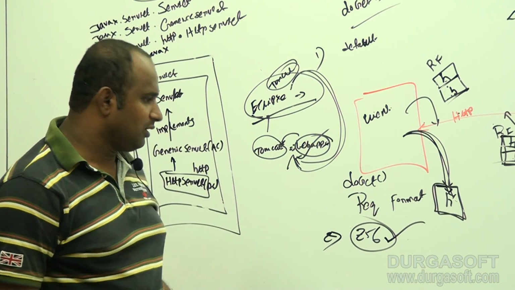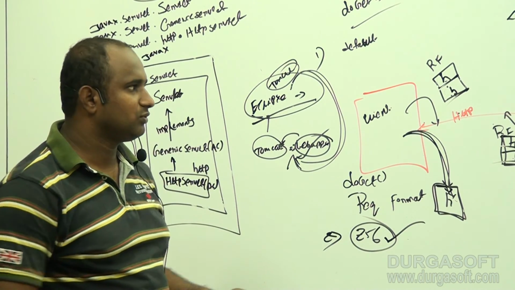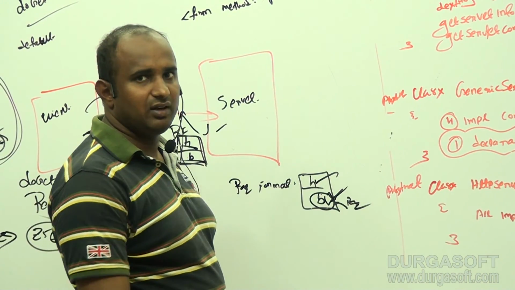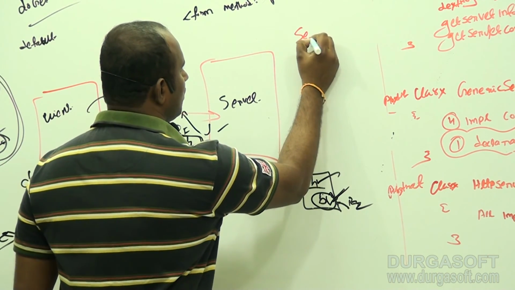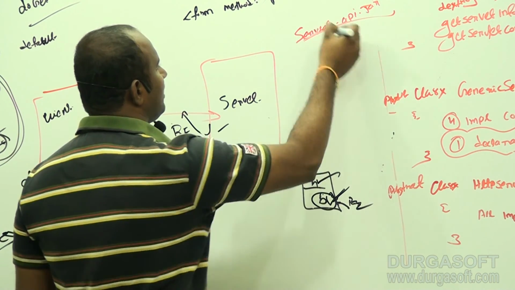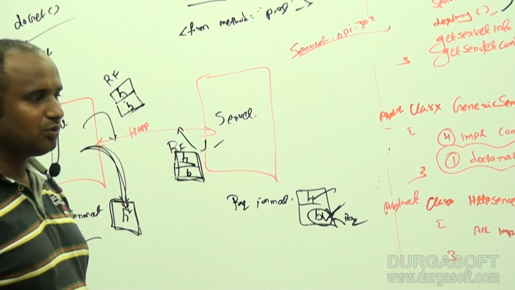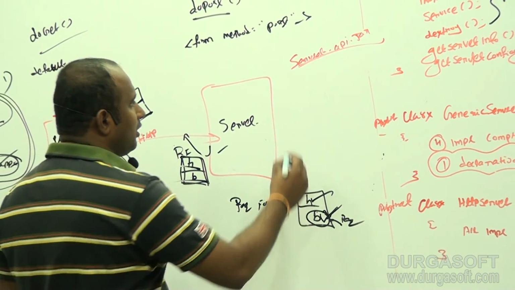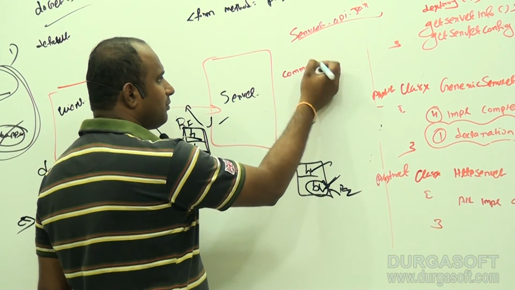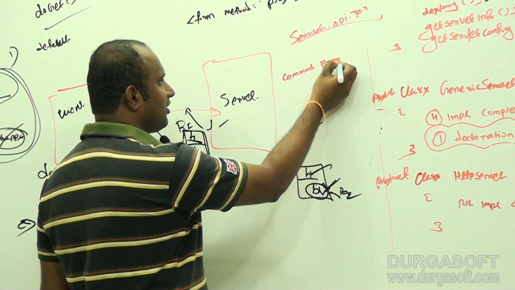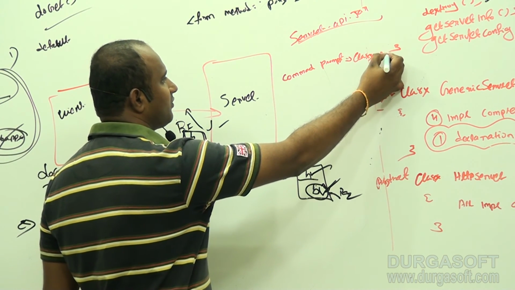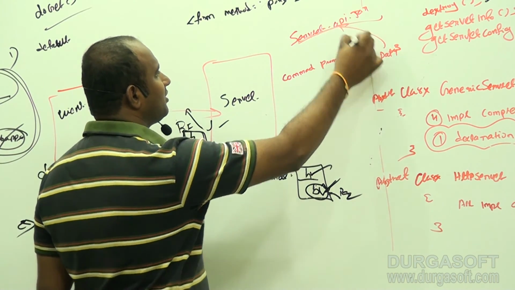I hope you know the build path and class path configurations, right? What is the difference between build path and class path? Generally, my Eclipse IDE servlets require the servlet-api.jar file. If it requires servlet-api.jar, we have to do the build path configuration. If you are compiling the application using the command prompt, we have to set the class path of servlet-api.jar.